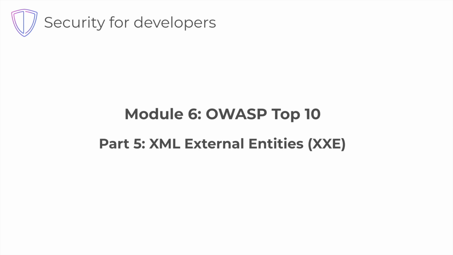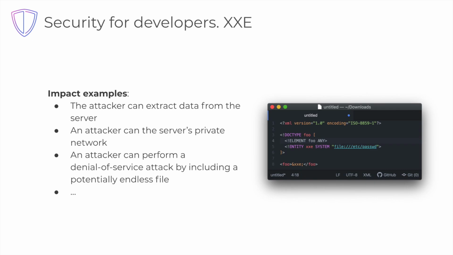Next, we're going to look at external XML entities. Have a look at the 8th line. You can see XXE, variable value output. And the 5th line displays how the value of this variable is filled with the contents of the file /etc/passwd. Using this, an attacker can extract internal information from the server, scan the company's internal network, and disable the service by sending an infinite file.